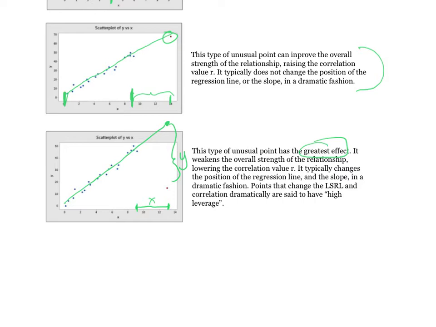Points that change the least squares regression line and correlation dramatically are said to have high leverage. It's these double outliers, the ones that are outliers in the x and the y direction, that have the greatest effect.